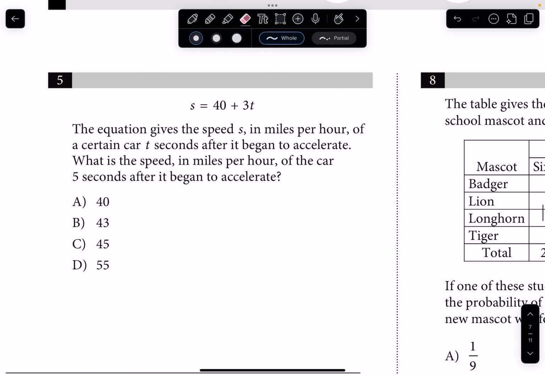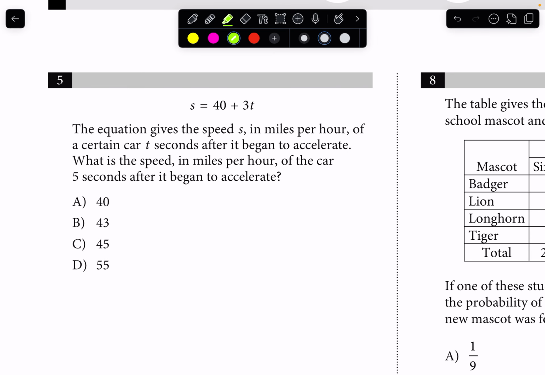Question number 5 states the equation gives the speed s in miles per hour of a certain car t seconds after it began to accelerate. What is the speed in miles per hour of the car 5 seconds after it began to accelerate? So they have already given us the equation. All we have to do is replace our variable with whatever value is given to us and try to solve it out for s. This is one of the easiest types of questions you can get in your exam, and just try to be so fluent in solving it that it barely takes you seconds.